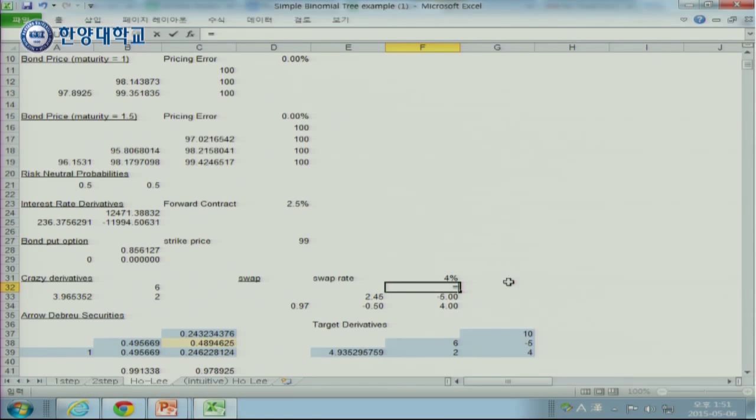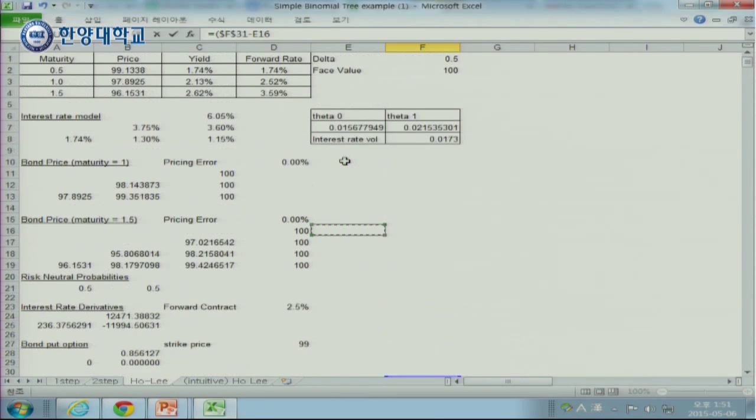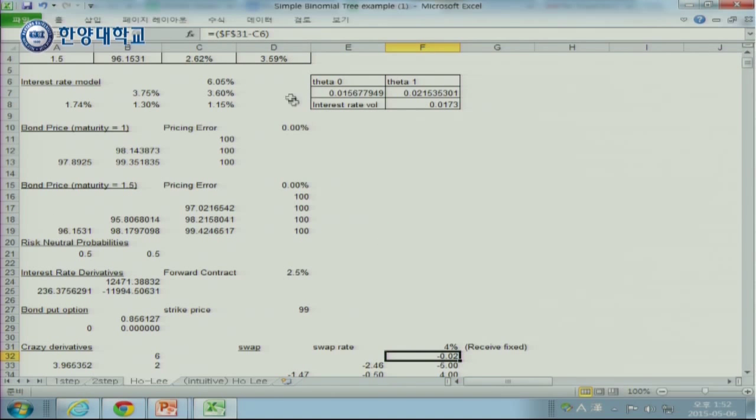So now in this case, let's assume we receive fixed, which means we have to pay floating. So we receive this one, 4%, fixed. But now we have to pay the floating rate, which is this one. So per dollar we lose this one, and let's say notional amount is $1 million, and then this one, and then I can just move around.